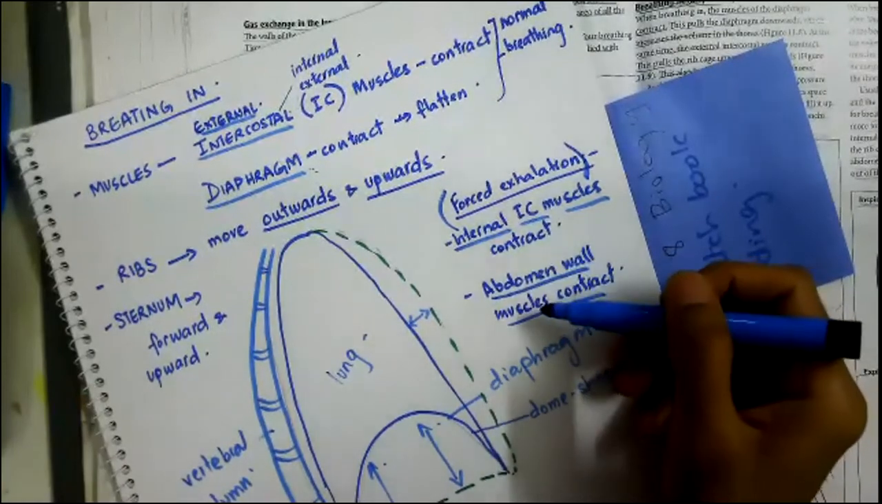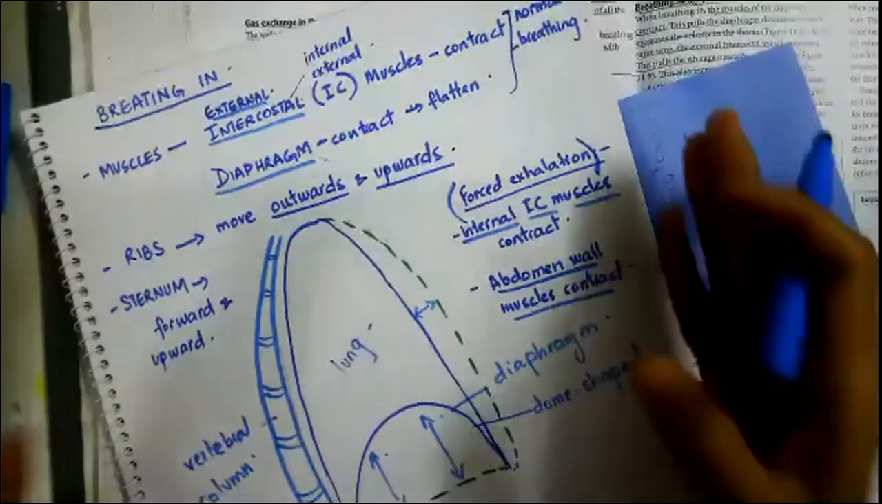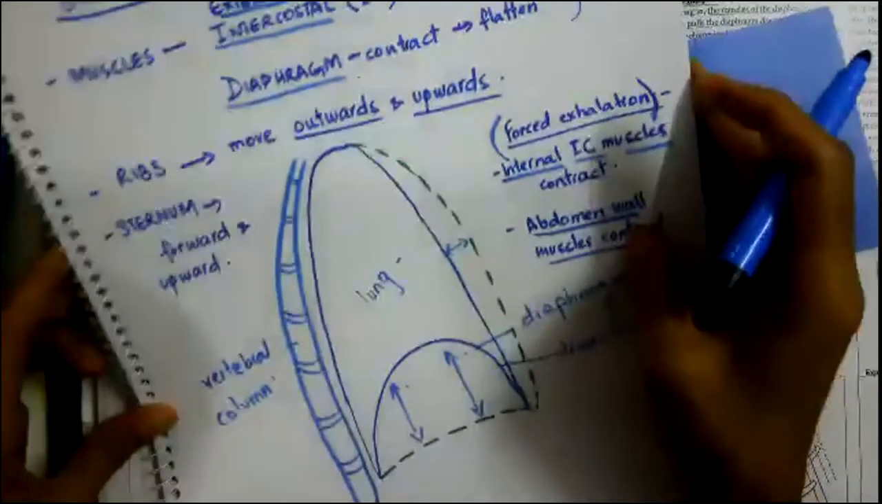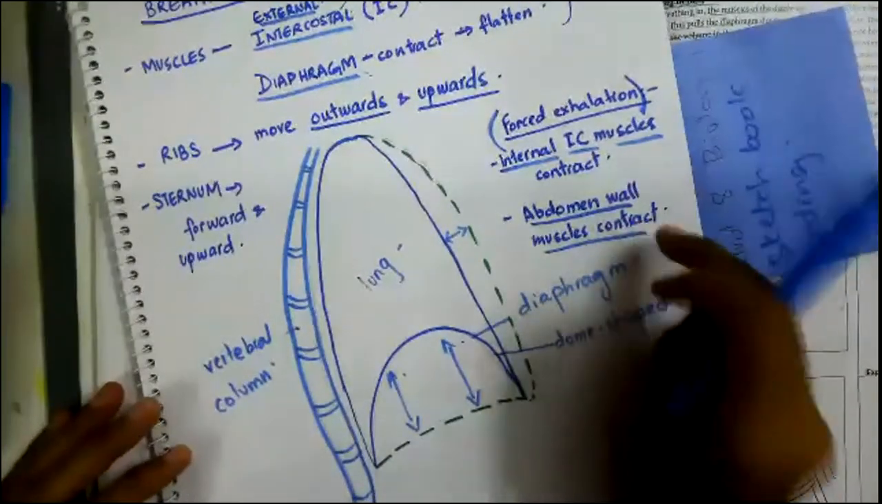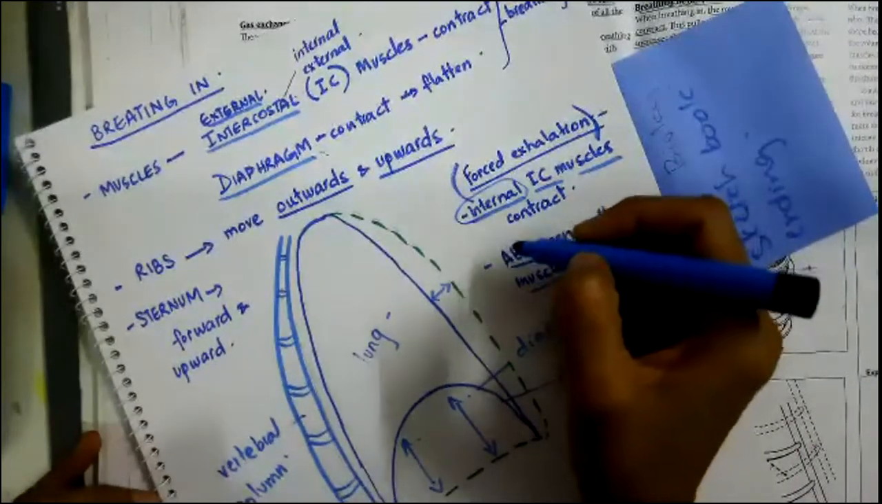Can you see? Yeah, I just did it. So yes, abdominal wall muscles contract if you exhale out with a lot of force, if you try to make sure that all the air is out of your thorax, and that's where the abdominal wall muscles also contribute. Now, what do we mean by external and internal intercostal muscles?